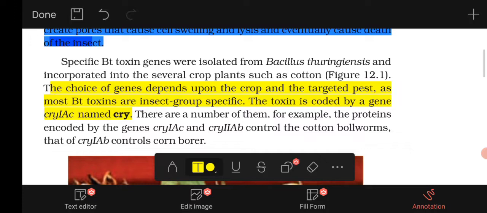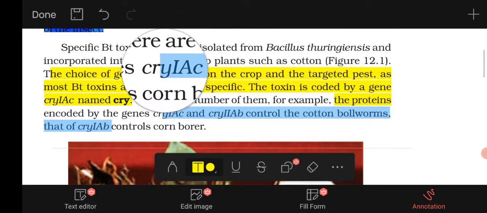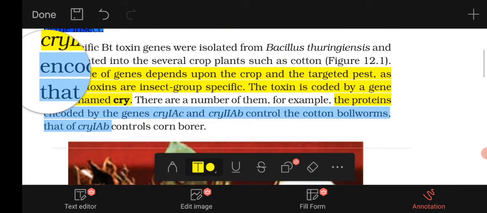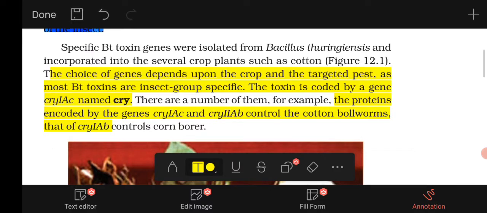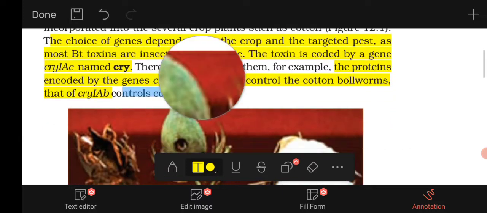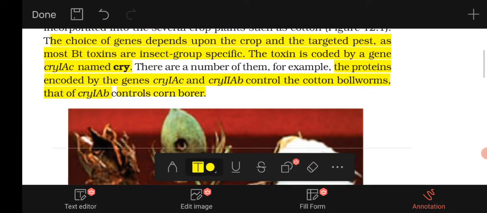There are a number of them. For example, the Bt toxin proteins are encoded by a gene called the cry gene. Those proteins encoded by the cry1Ac and cry2Ab genes control cotton bollworms, whereas cry1Ab controls corn borer.